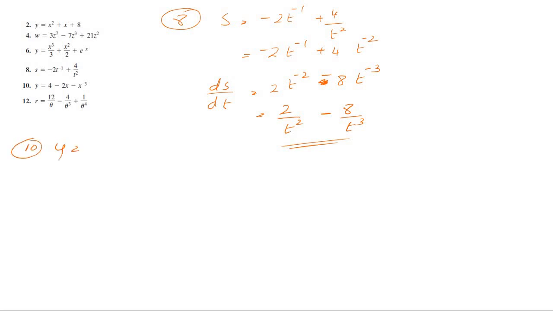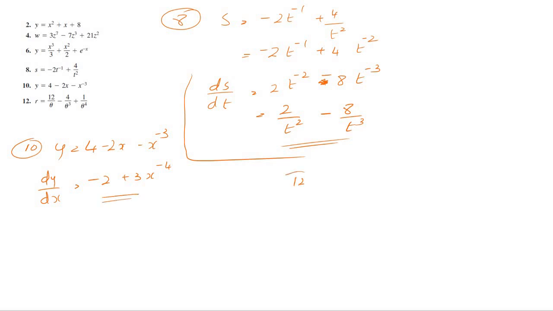So let's do number 10. y equals 4 minus 2x minus x to the power minus 3. So dy over dx is, we know if it's a constant, it is 0. So it's minus 2. Then we multiply this by this, we get plus 3 x to the power minus 4. We subtract 1. So this is the answer for 10.